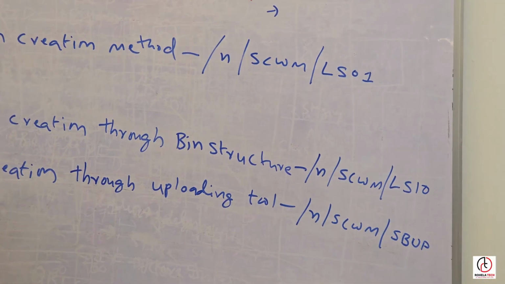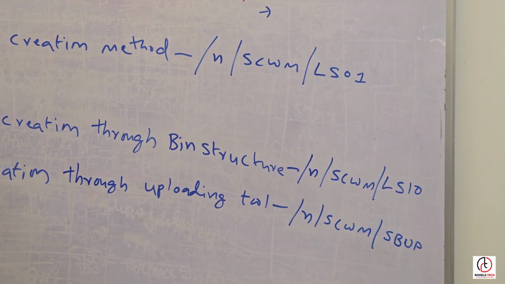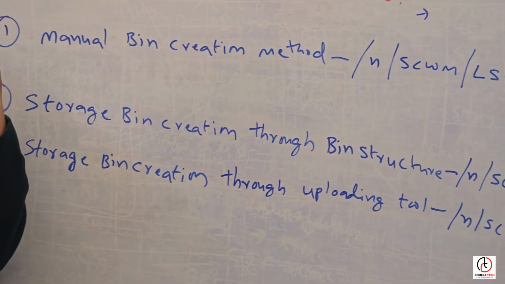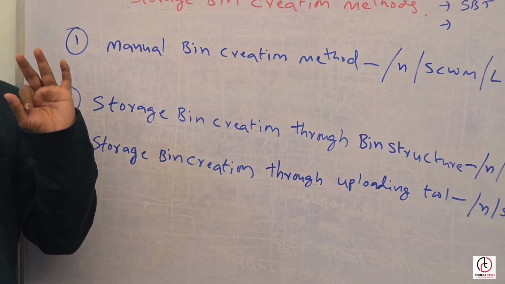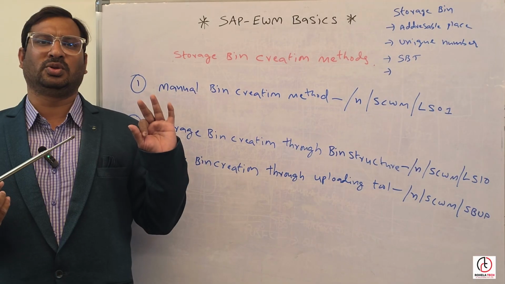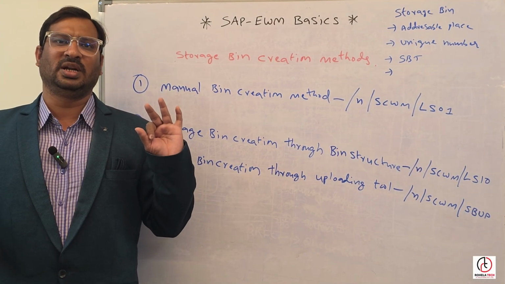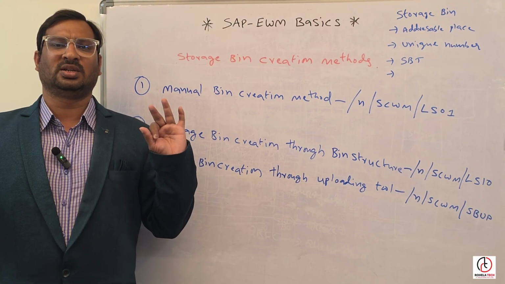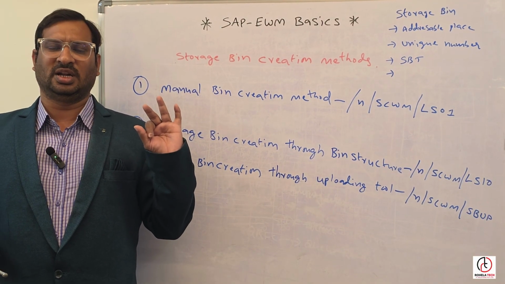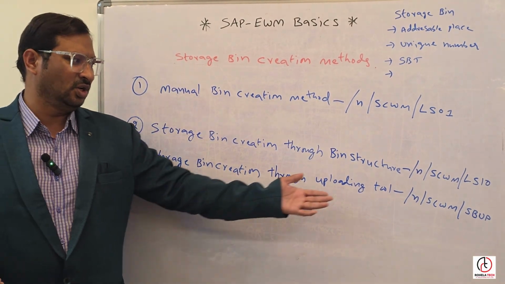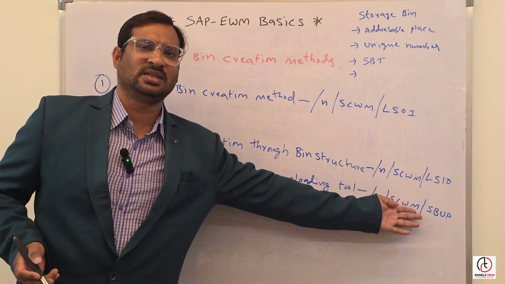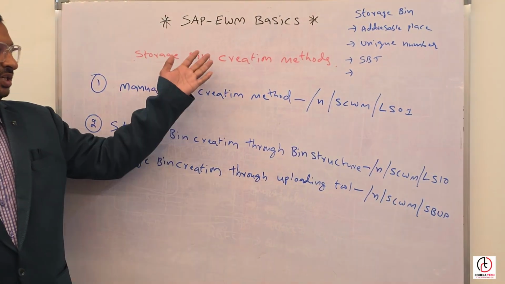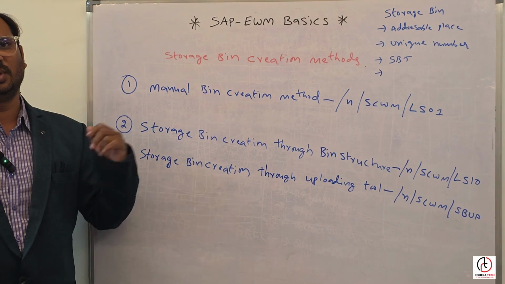For this we have three steps. First, you have to download the template of storage bin creation. Second, you have to give this template to the client to fill in all the bin details along with warehouse number, storage type, required storage section and storage bin types. Then upload to the system in the T code /n/SEWM/SBUP. So these are the three different bin creation methods.